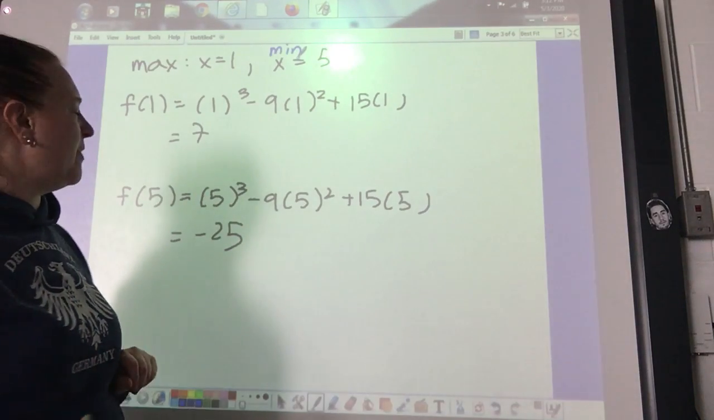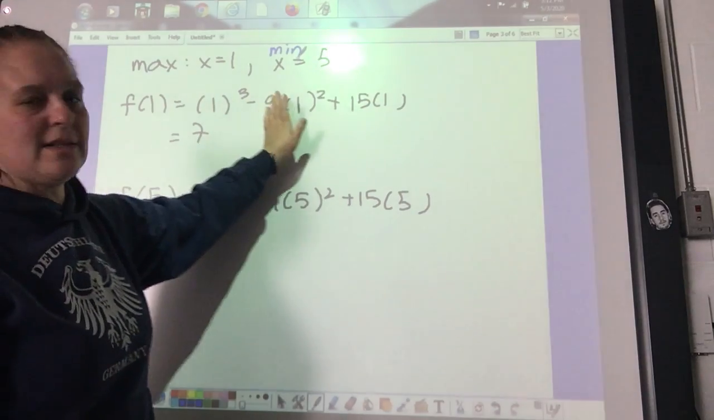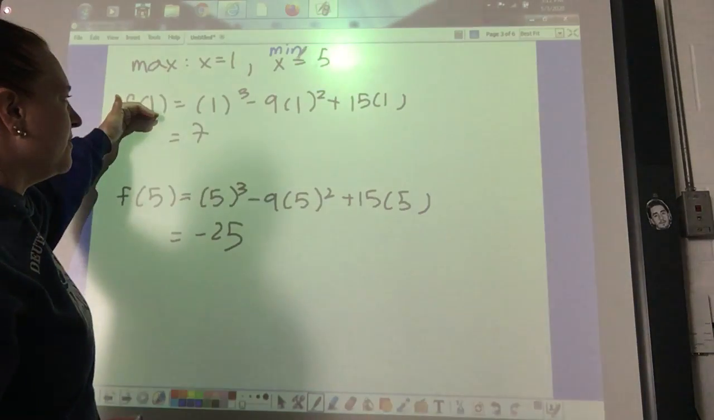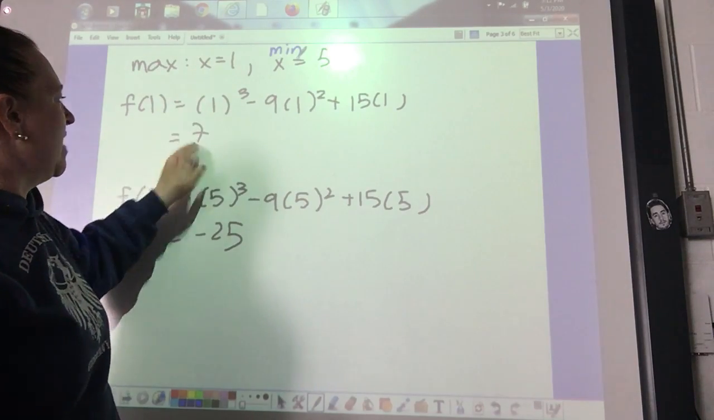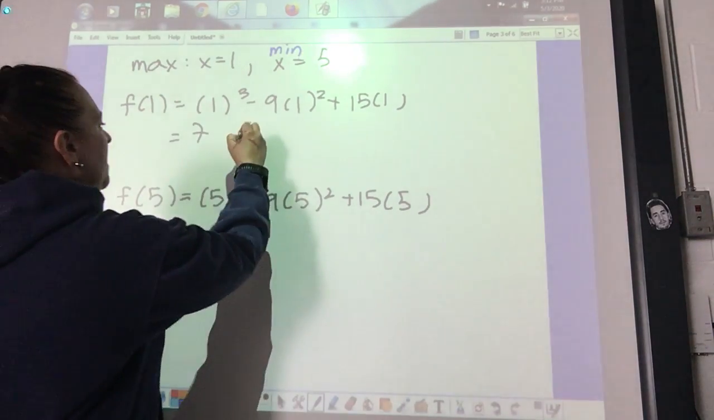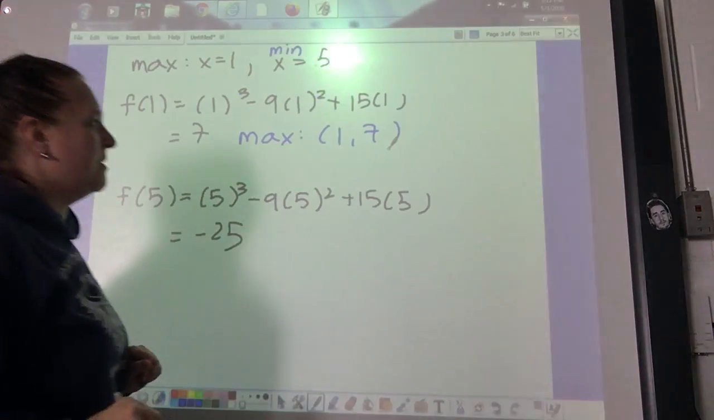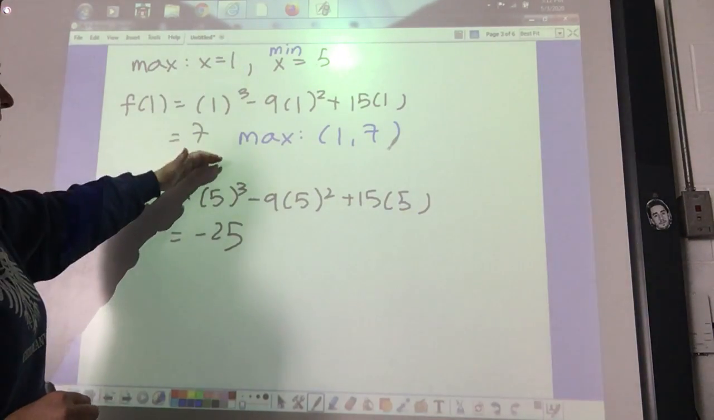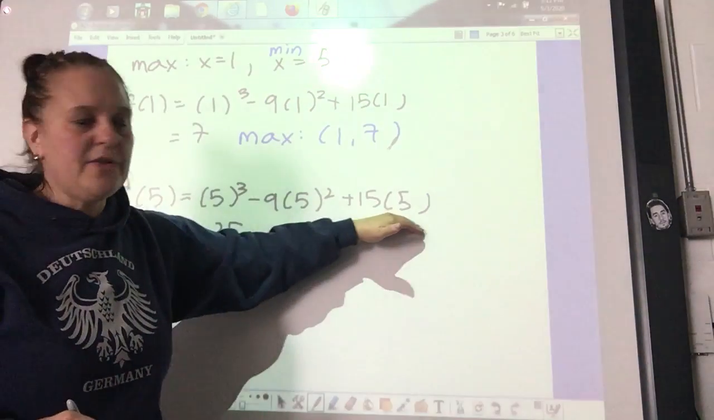just because I like to keep all that information together. So I already did it for you. Remember, we go back to the original function. You don't plug it into the first derivative. You plug these into the original function. So when x equals 1, you get a y value of 7. So when we plot our graph, we're going to have a maximum point at the point 1, 7. Then we take our min value, x equals 5, plug it into the original function, not the first derivative.